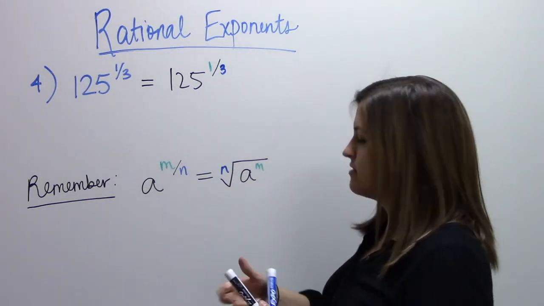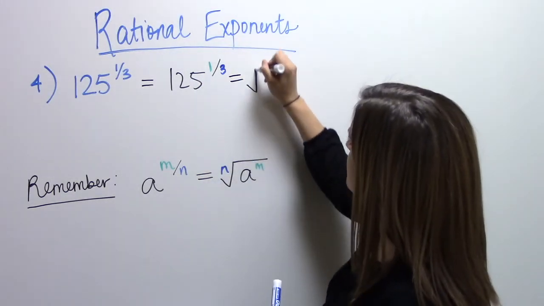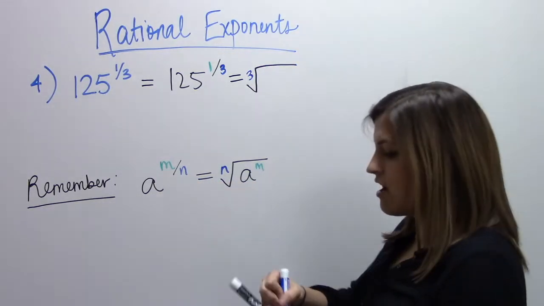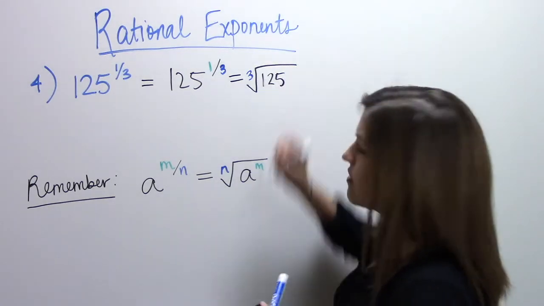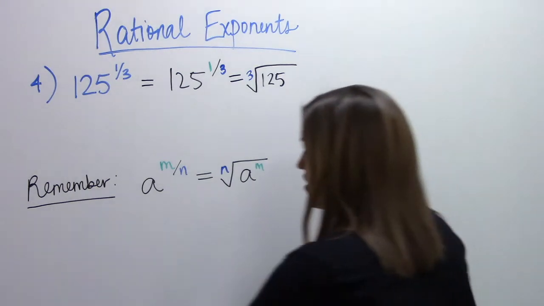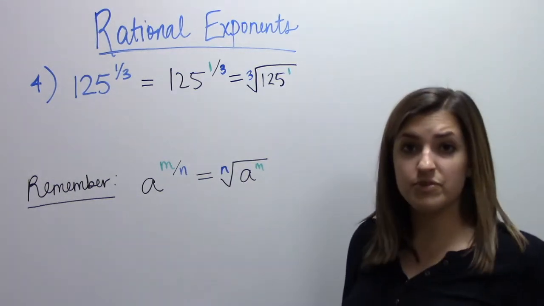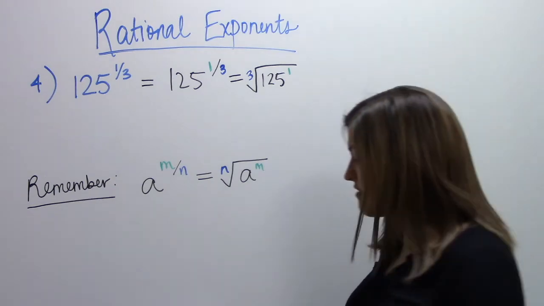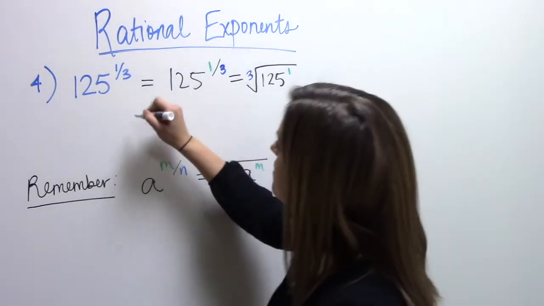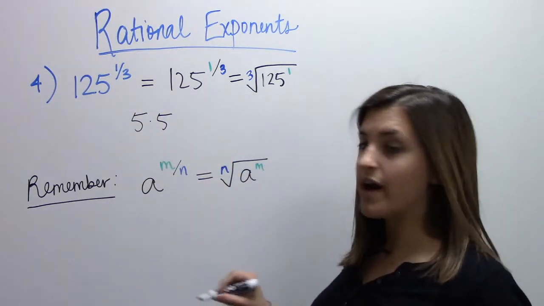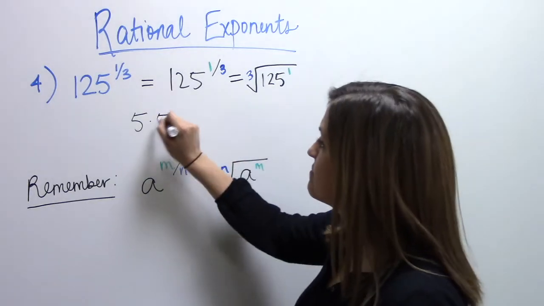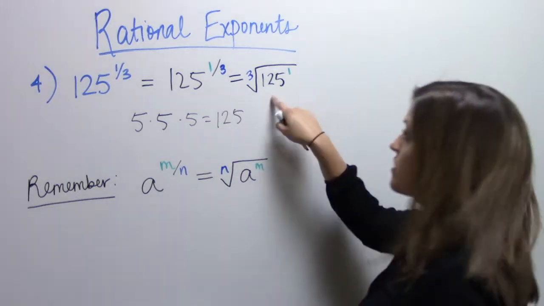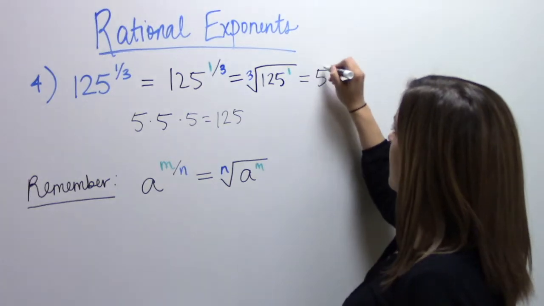And then I'm going to write this in the root form. This is going to equal the nth root, so n for us is 3, so this is going to be the cube root of 125 to the 1. Now, 125 to the 1 is really just 125. And the cube root of 125 is 5, because 5 times 5 is 25, times another 5 gives me 125. So the cube root of 125 equals 5.